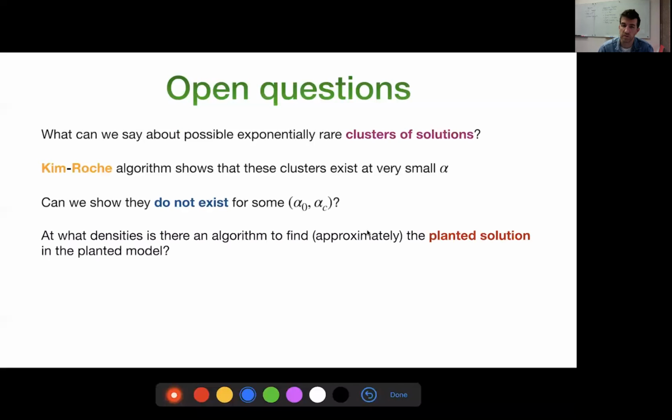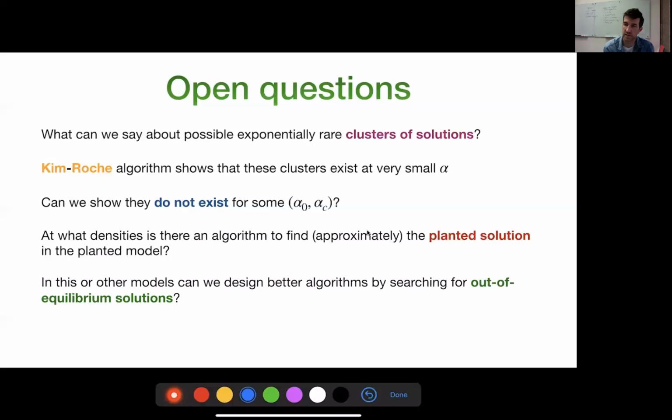Of course, there is the algorithmic problem: at what densities is there an algorithm to either find a solution in the standard model or find the planted solution in the planted model? These are nice algorithmic questions. And then the main question is to understand this algorithmic conjecture by the physicists. In this or in other models, can we design algorithms that work for wider ranges of parameters by searching specifically for out of equilibrium solutions? So solutions that are not typical.